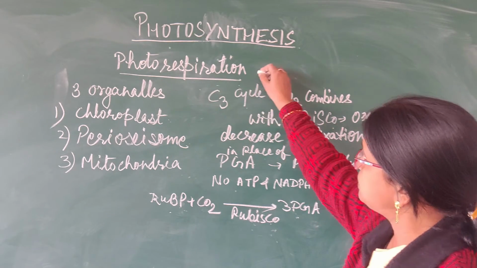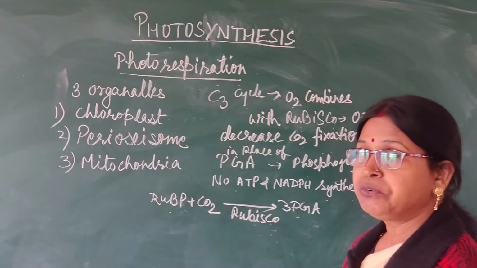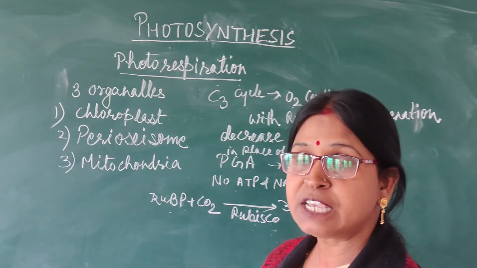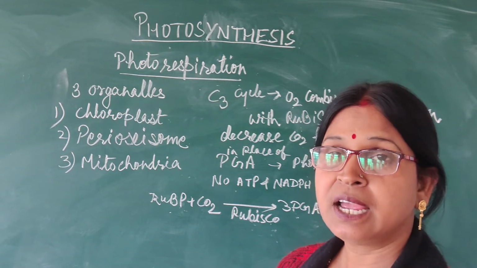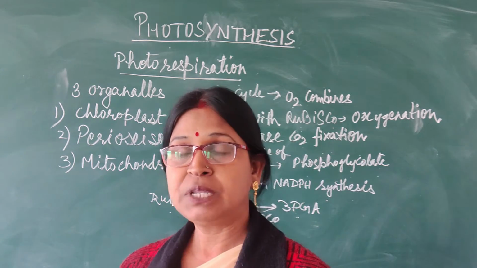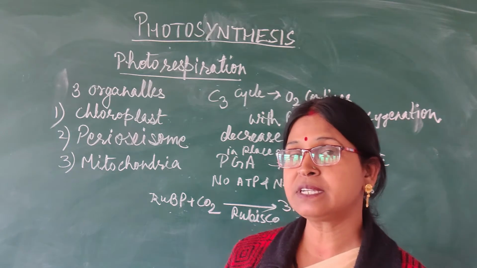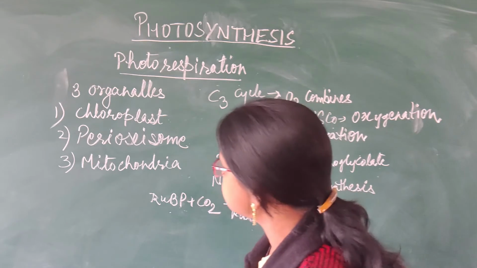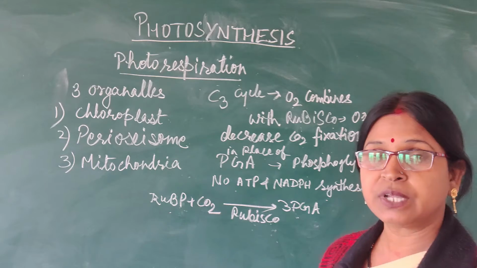This photorespiration is a wasteful process because about 25% of carbon dioxide is not fixed. At the same time, no ATP and NADPH is synthesized, and hence it is known as a wasteful process. But in the C4 cycle, photorespiration does not take place, and so 100% of carbon dioxide is fixed. Now we will discuss the role of chloroplast, peroxisome and mitochondria in the process of photorespiration through the diagram.